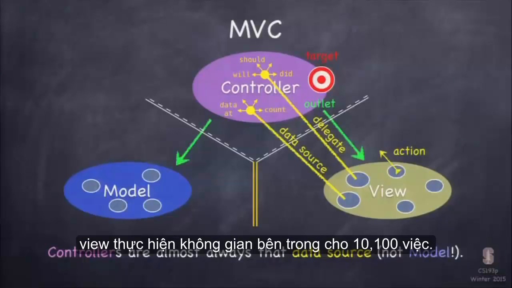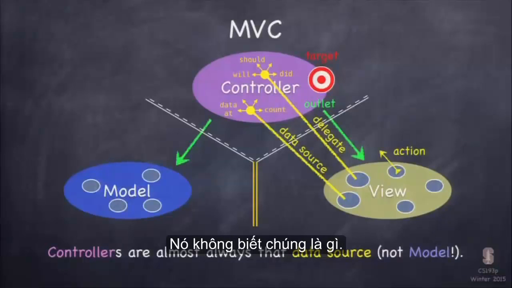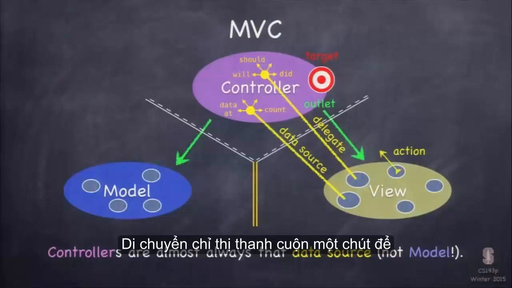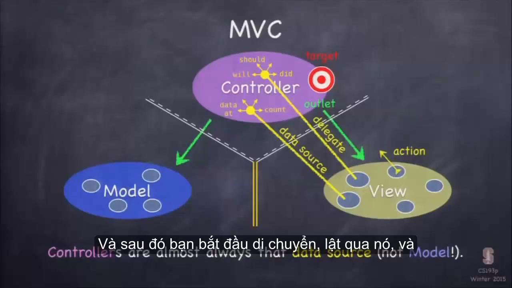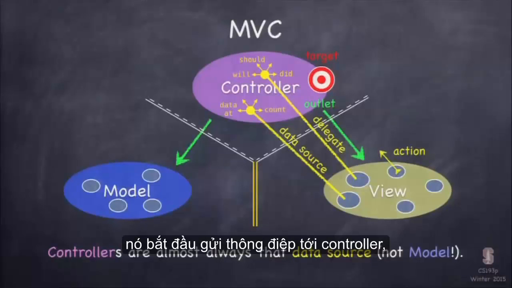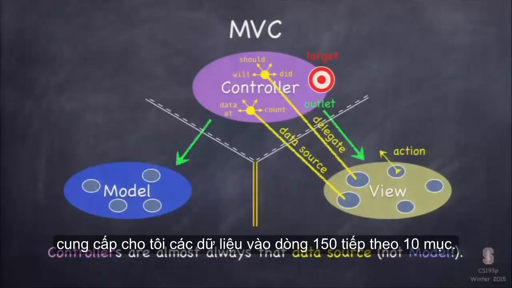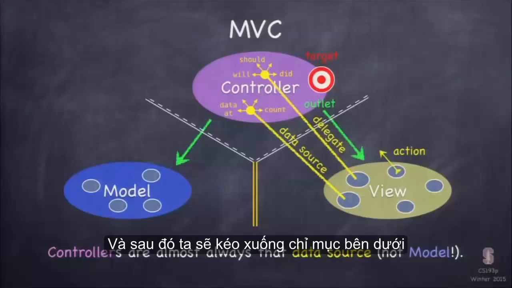The view makes space internally for 10,000 things. It doesn't know what they are, moves the scroll bar indicator a little bit so that you know where it is. And then you start scrolling, flipping through it, and it starts sending the message to the controller, give me the data at line 150, next 10 items. You see what I mean? And then you flick down some more.